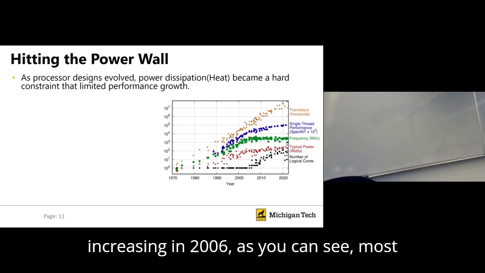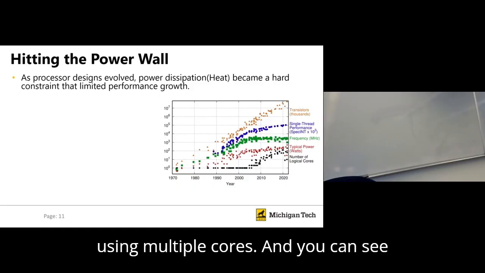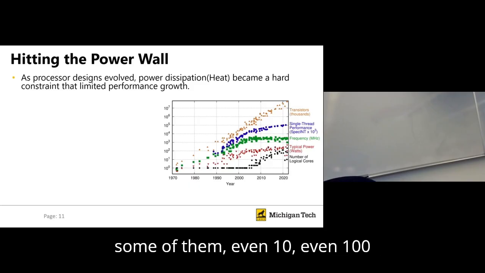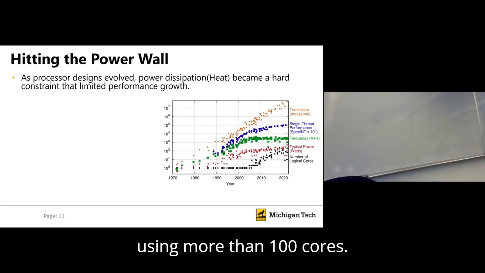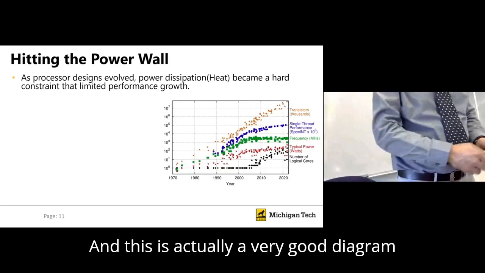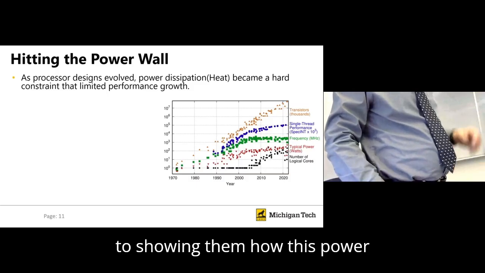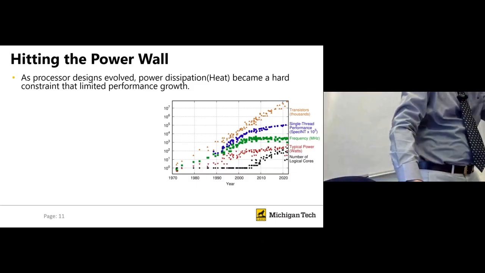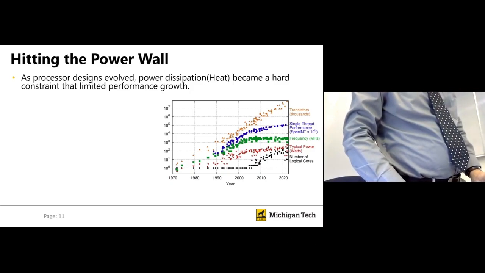But something increased in 2006: most new computers started using multiple cores. You can see some of them even have 10, even 100 cores. Some computers even use more than 100 cores. And this is a very good diagram showing how this power wall affected computers over the last few decades.